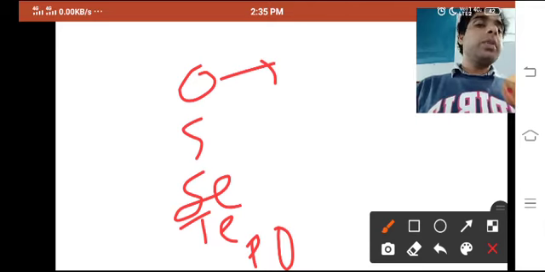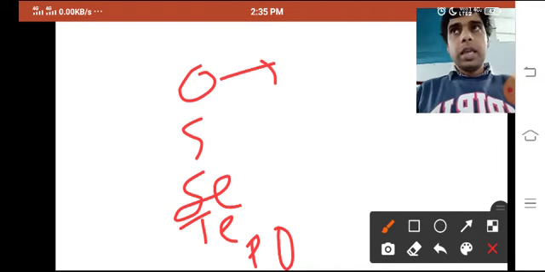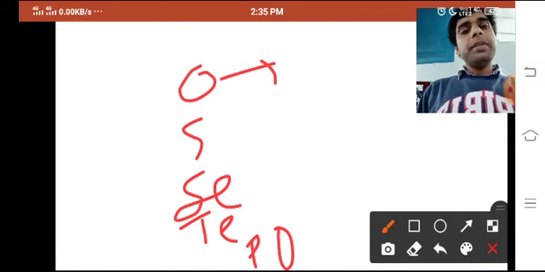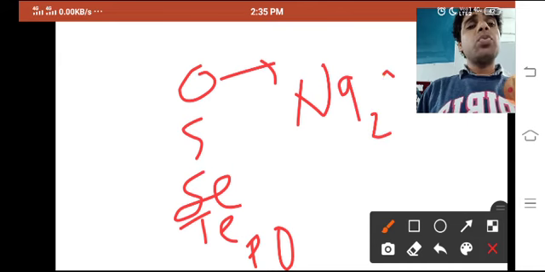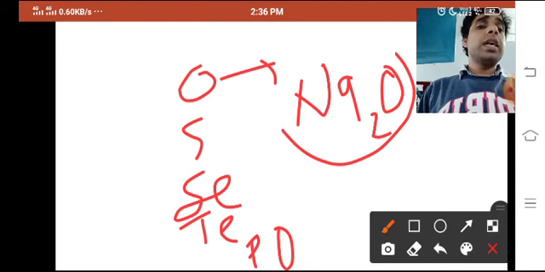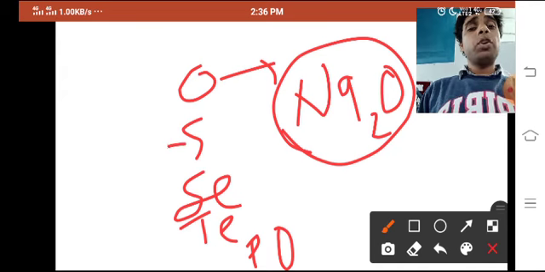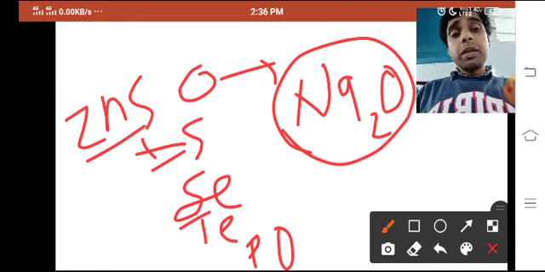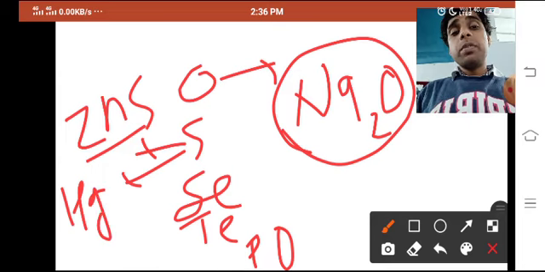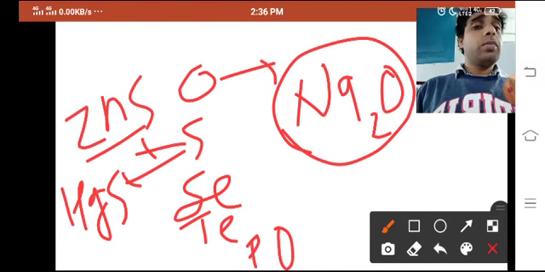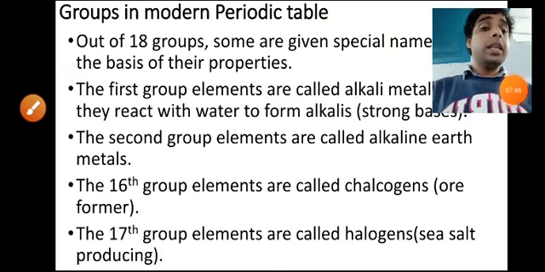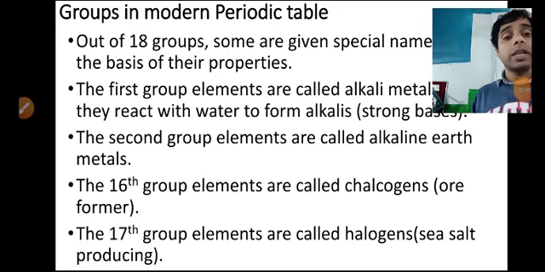Oxygen is a very reactive one. A very reactive element like sodium, potassium, or lithium will react to form an oxide, like Na2O, quickly. So this has formed one of the oxide ores. If I am talking about sulfur, if it combines with Zn, it forms zinc sulfide. If it combines with mercury, it forms HgS, very reactive, an ore former. That's why this is chalcogen. The name is derived from its properties: ore former.